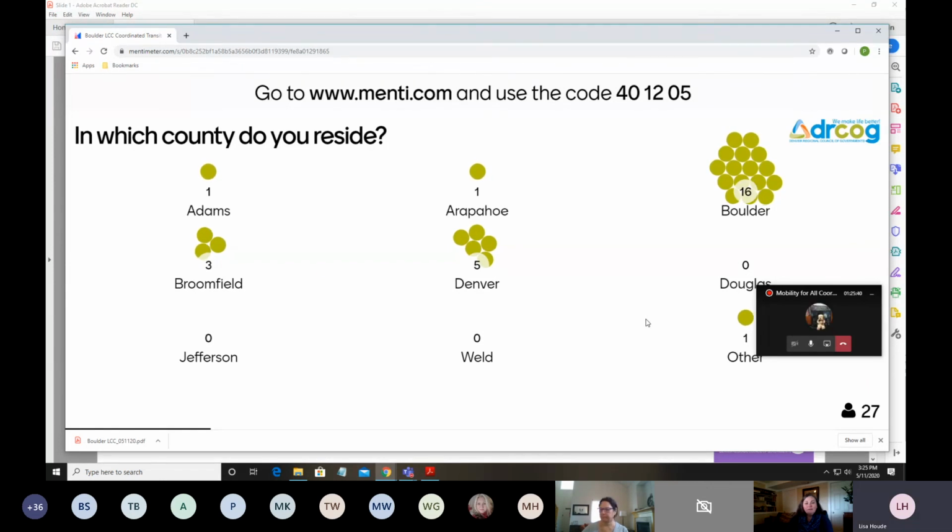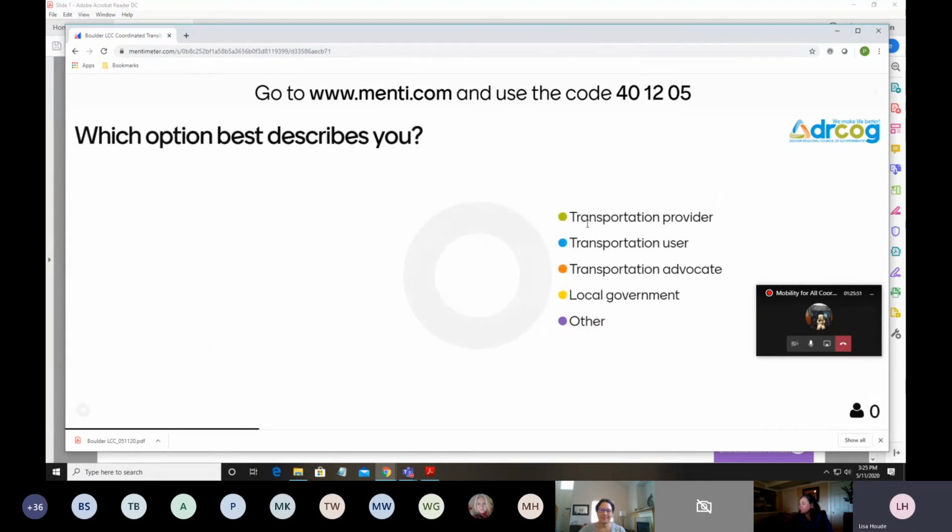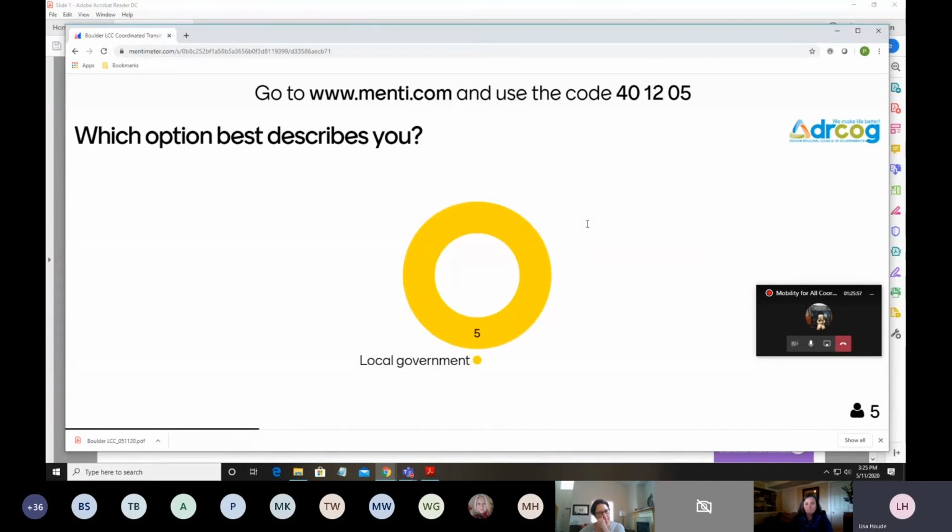All right, so as anticipated, definitely a majority Boulder, but we've got a few people from Denver, Broomfield, Adams, Arapahoe, and somebody from another Boulder. Okay, which option best describes you? Are you a transportation provider, user, advocate, local government, or other?